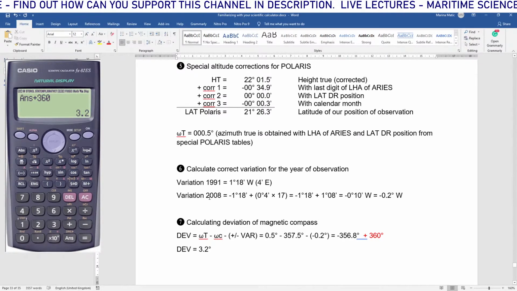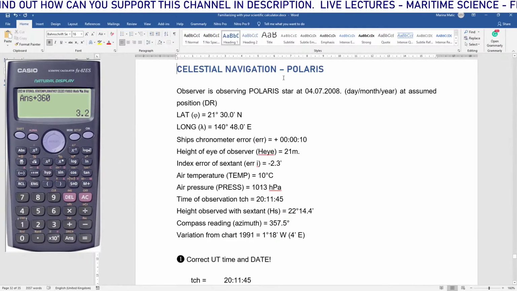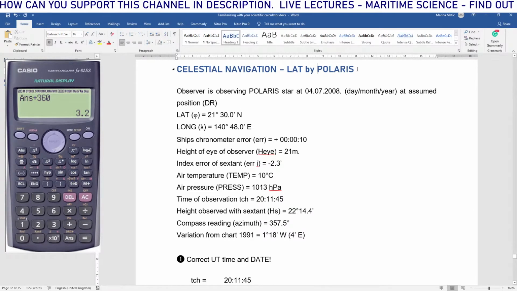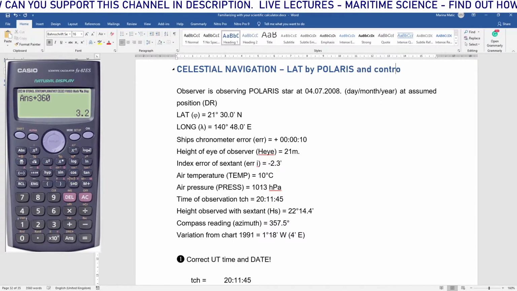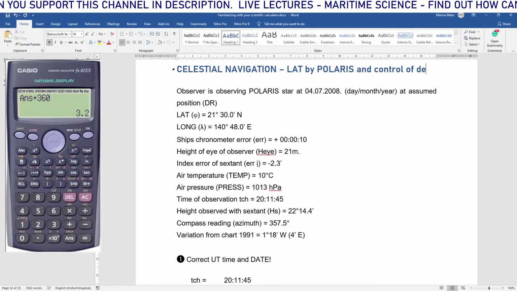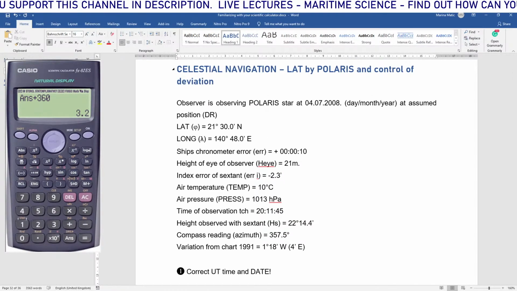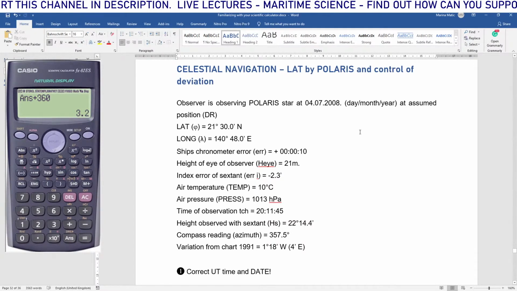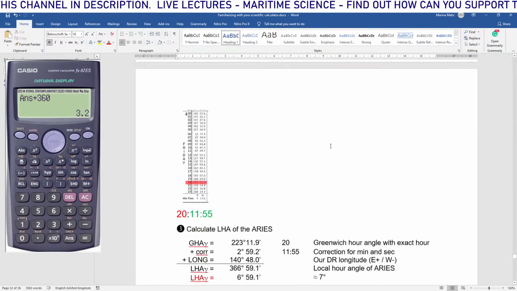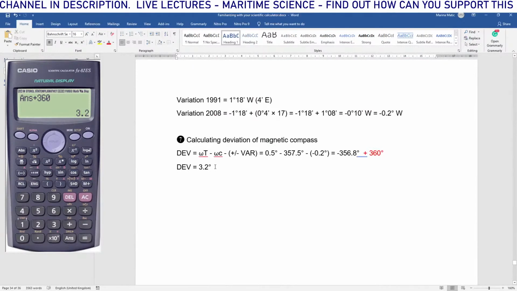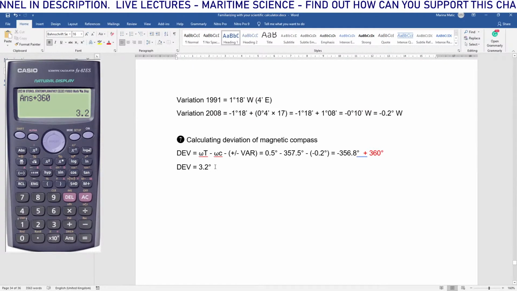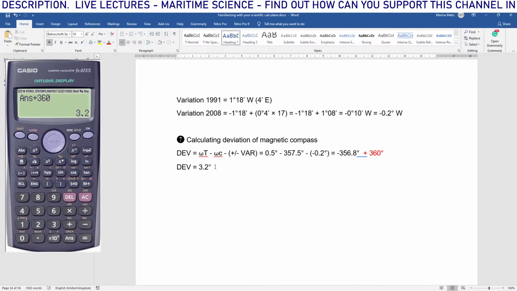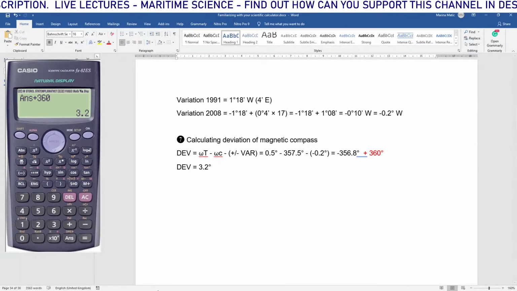So basically the title of this should be latitude, lat by Polaris, and control of deviation. We say control of deviation because we already have deviation, we just need to control it. If we have the table given to us by the shipyard and it says that deviation is 3.2 and we get 3.2, that is how we control the deviation. Has the number changed, or is it still the same? And that's it for the Polaris star.